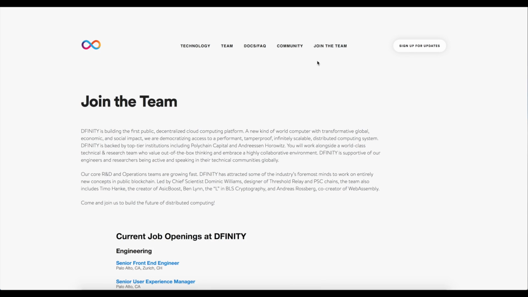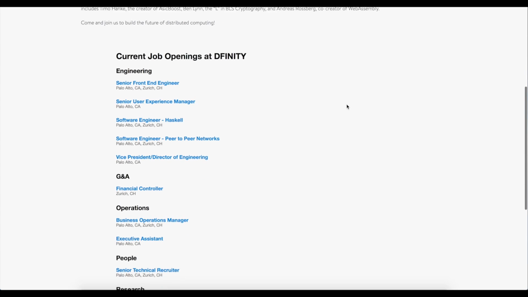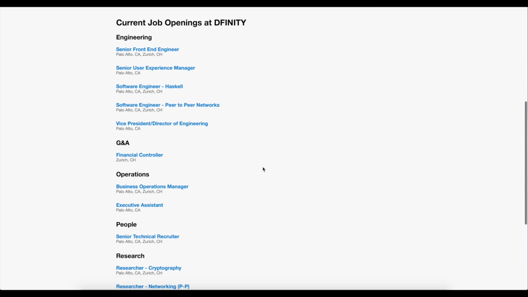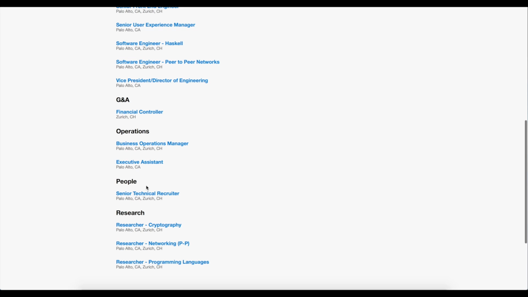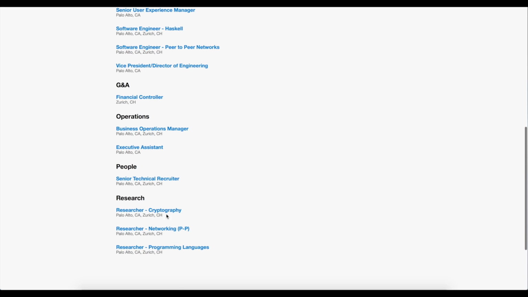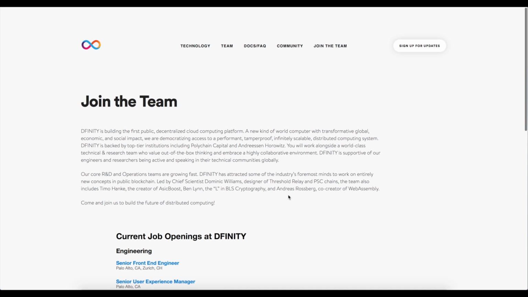Then let us see the job openings. Currently they are hiring. They are hiring in the engineering department, also in G&A, operations and research. So researcher cryptography, researcher networking required. So you can see that they are expanding their team.